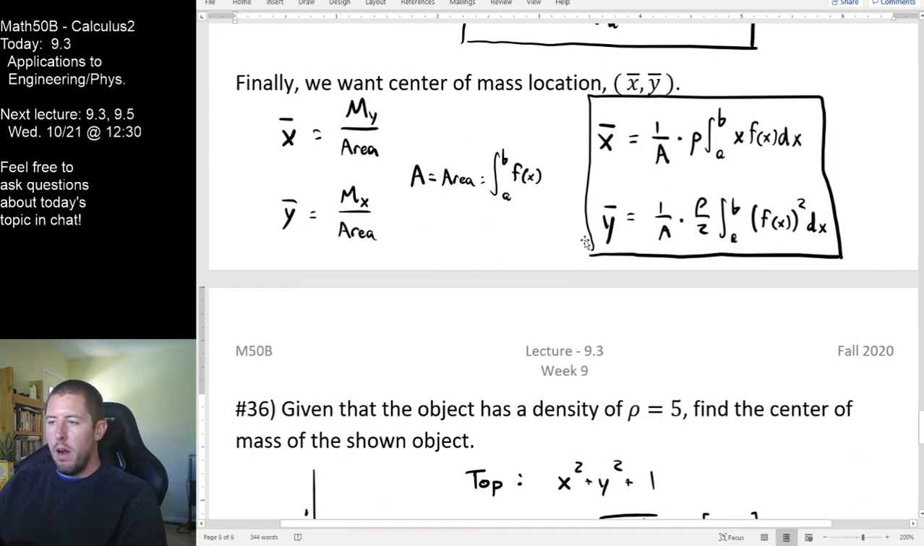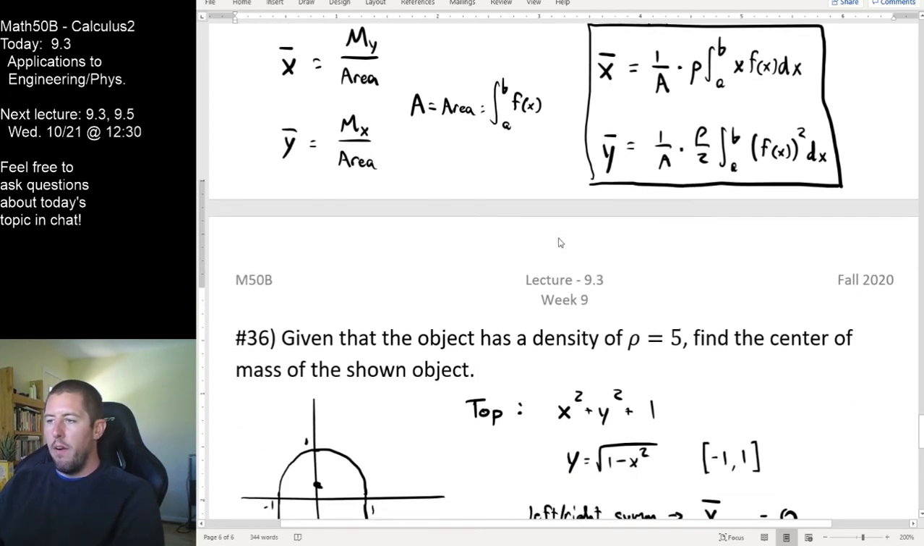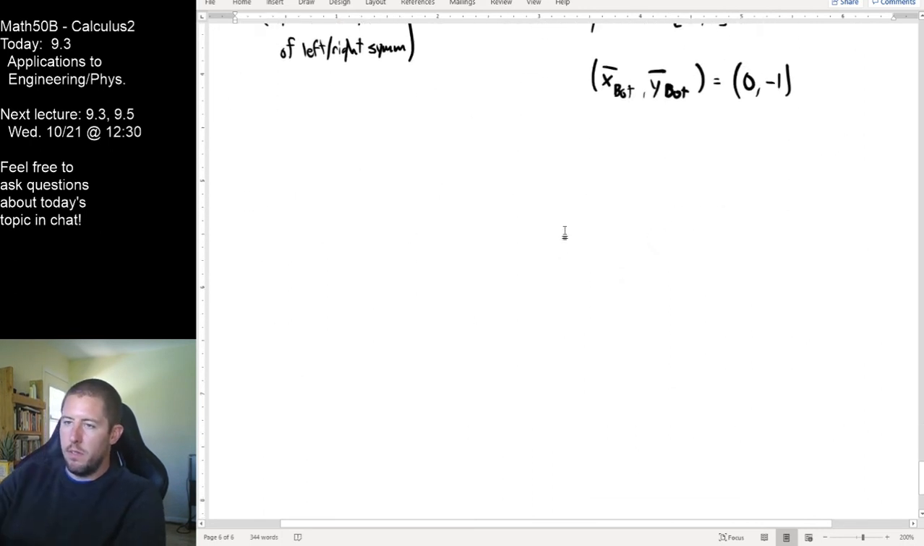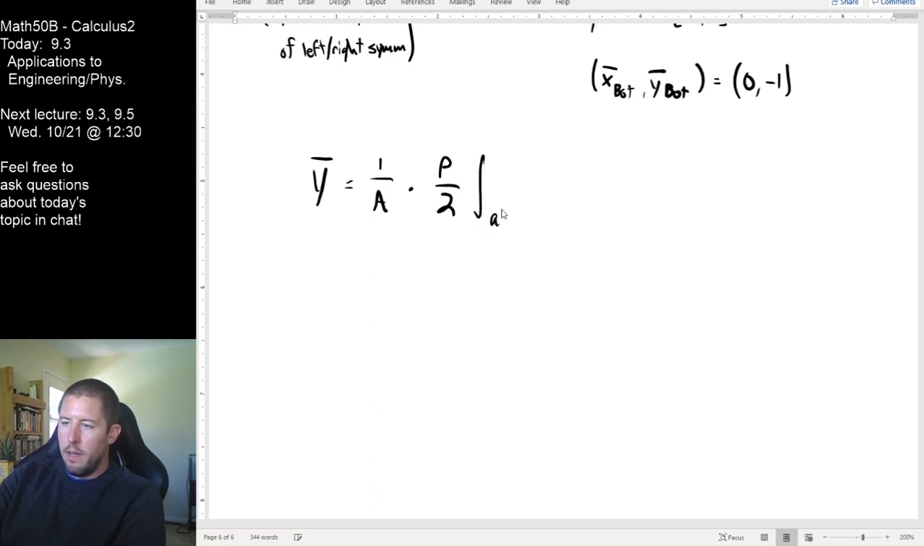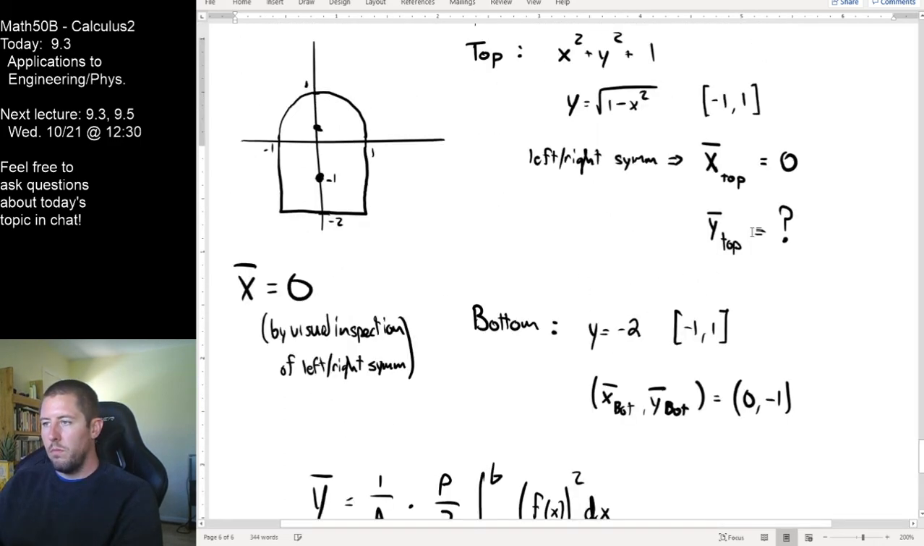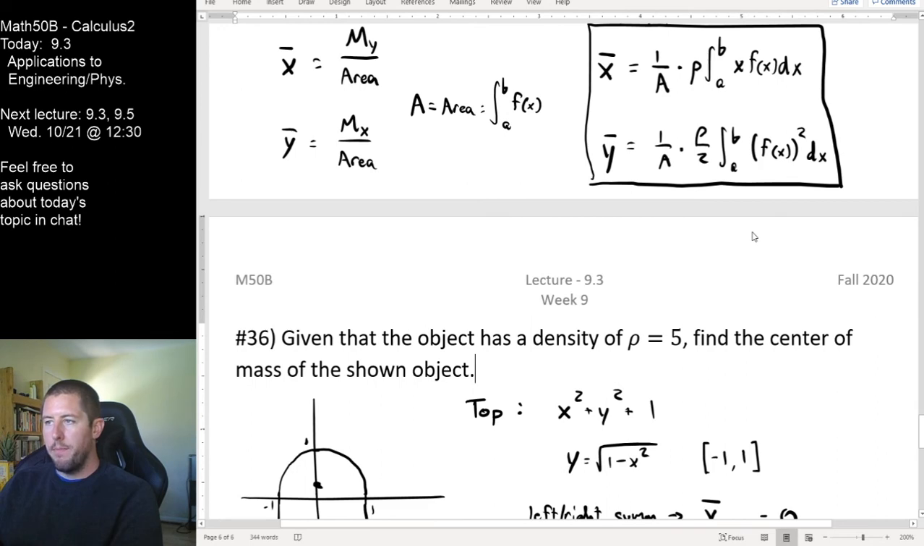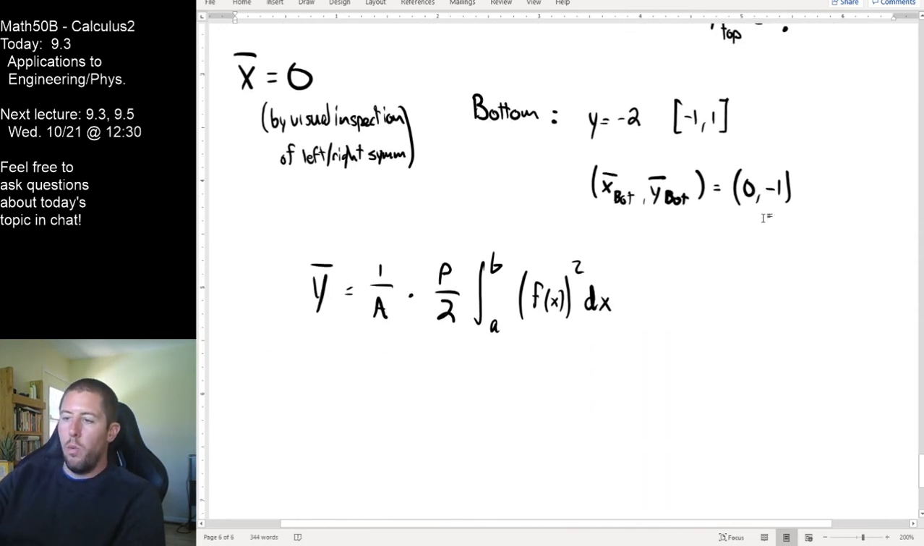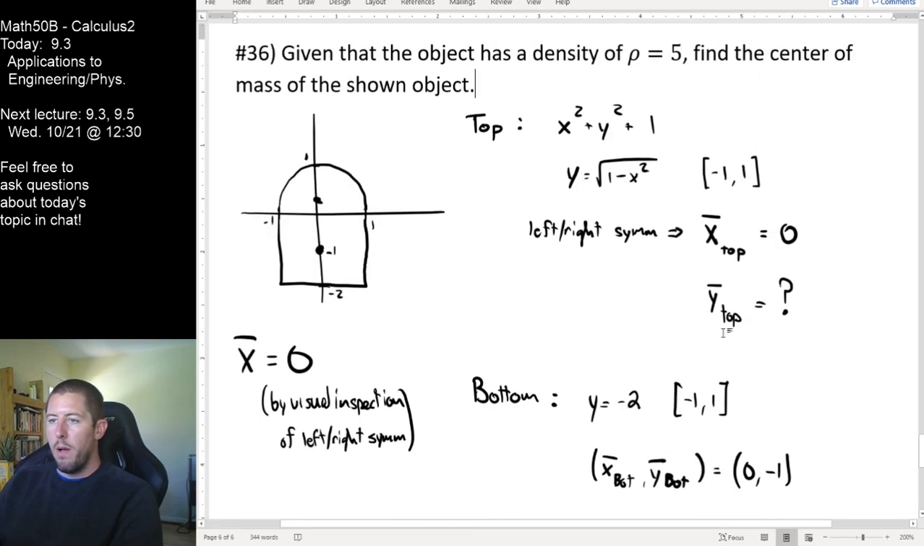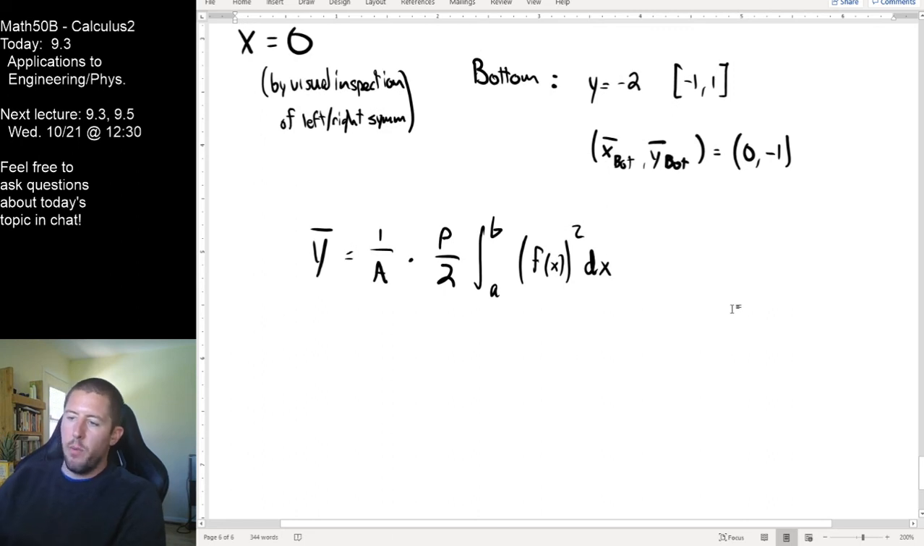Here it is. Y bar is going to be 1 over the area times the density divided by 2 times the integral from a to b of f of x squared dx. That's all we got right there for our formula, right? So we need to do 2 things. 1, we need to evaluate this. 2, we need to evaluate the area right there as well. Finally, I was given that rho is 5, so we can go ahead and slot that guy in.